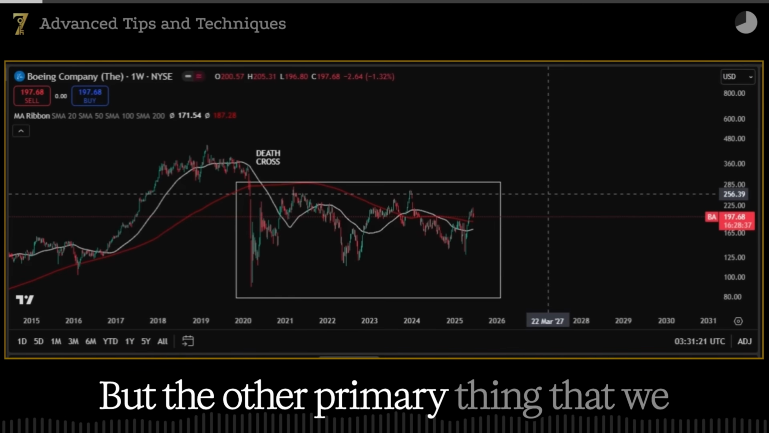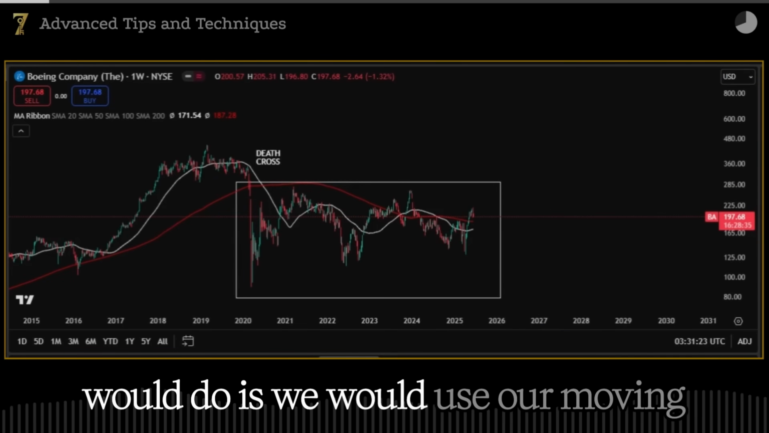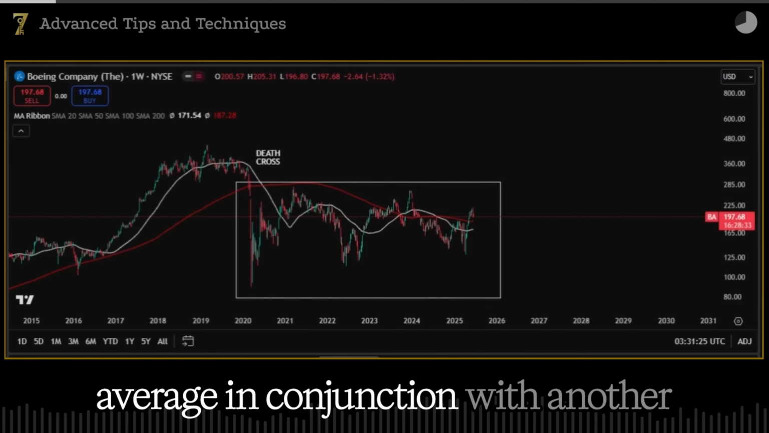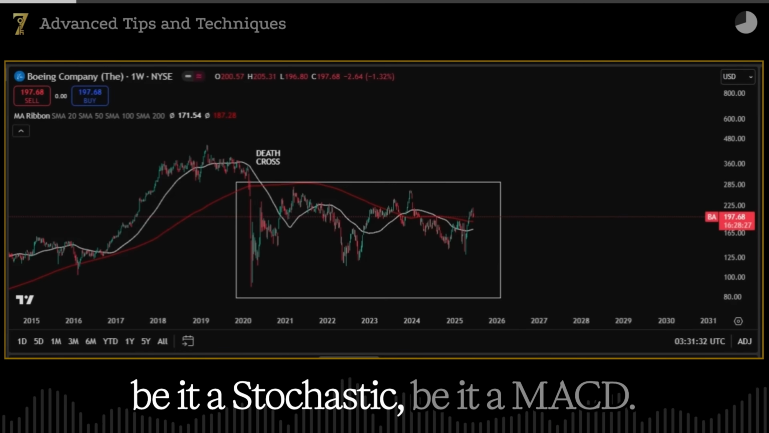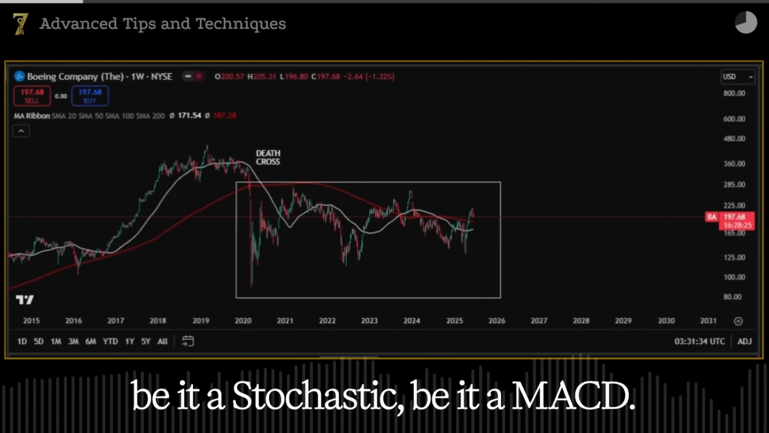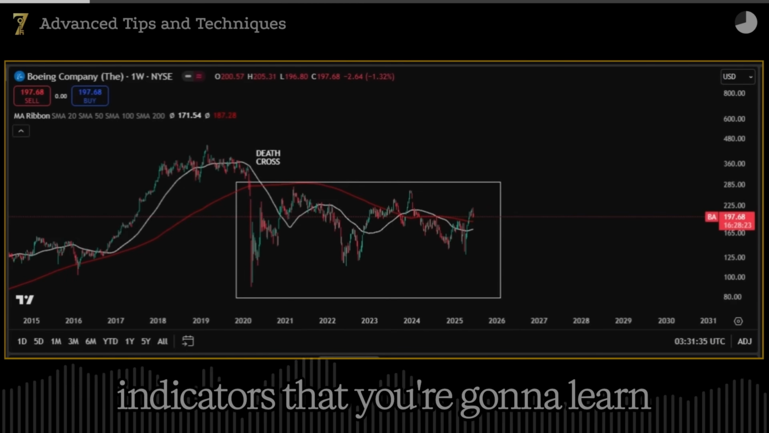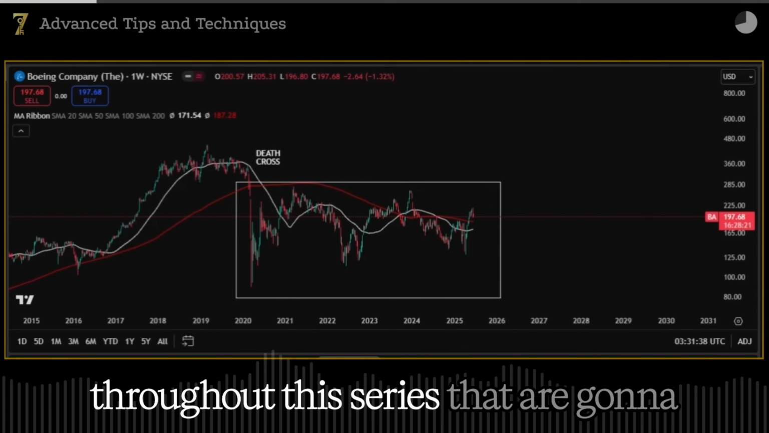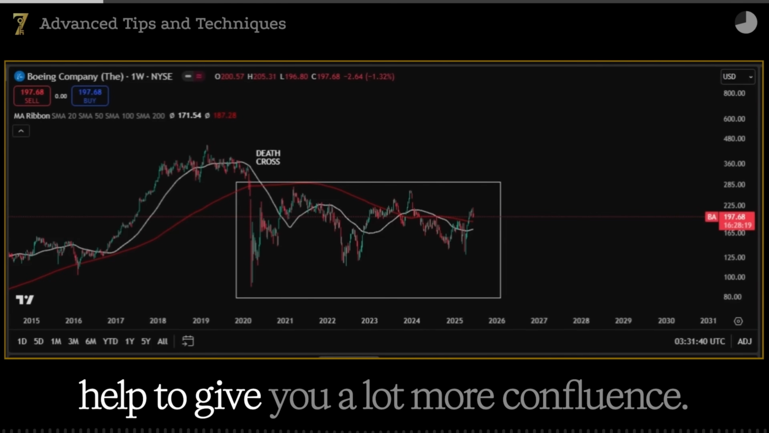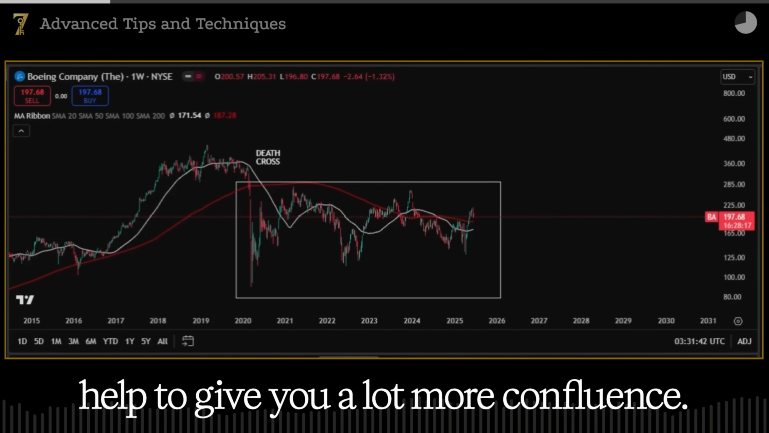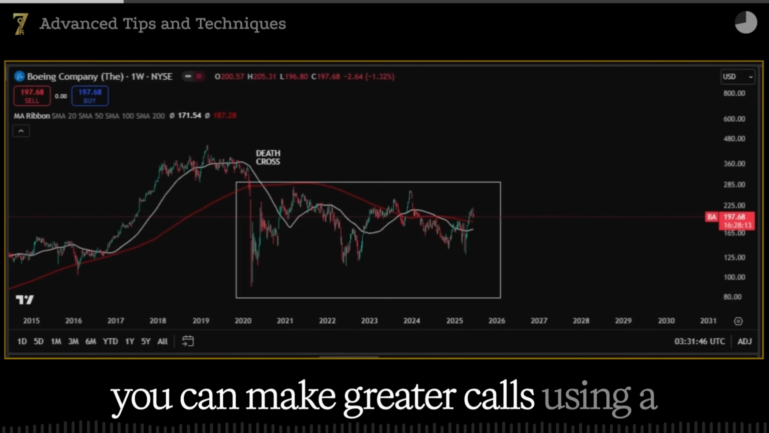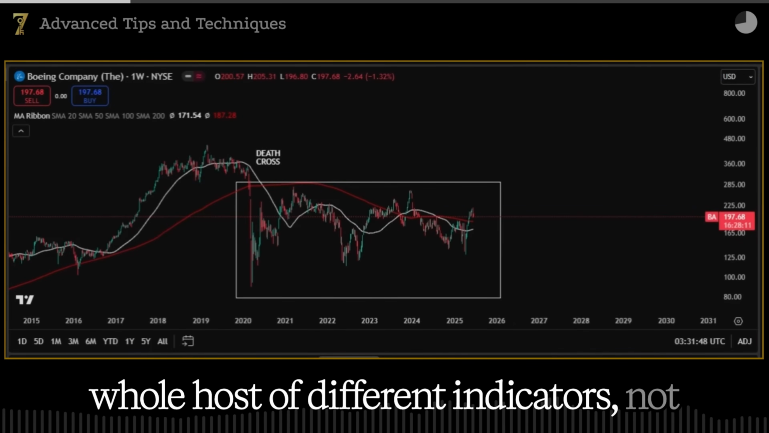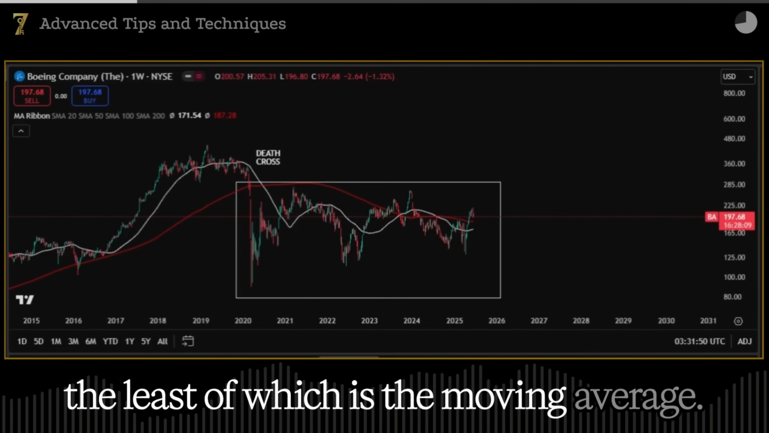But the other primary thing that we would do is use our moving average in conjunction with another oscillator of some form, be it an RSI, a stochastic, or a MACD. There's a whole host of different indicators that you're going to learn throughout this series that will give you a lot more confluence and greater conviction, so you can make greater calls using a whole host of different indicators, not the least of which is the moving average.